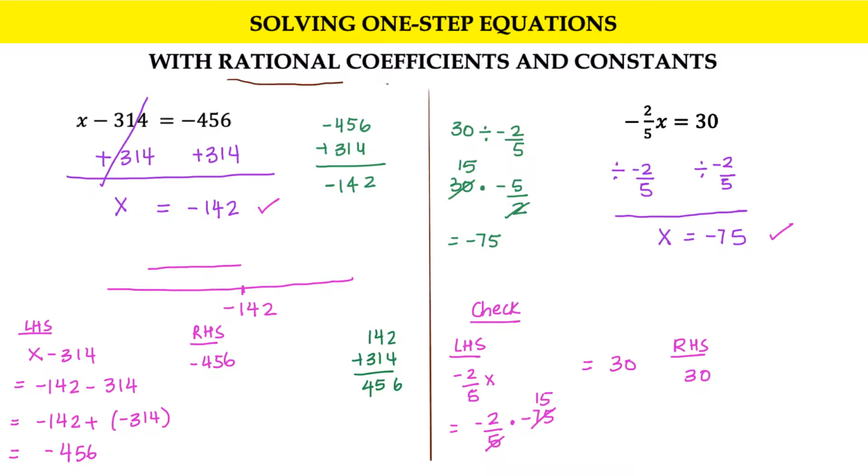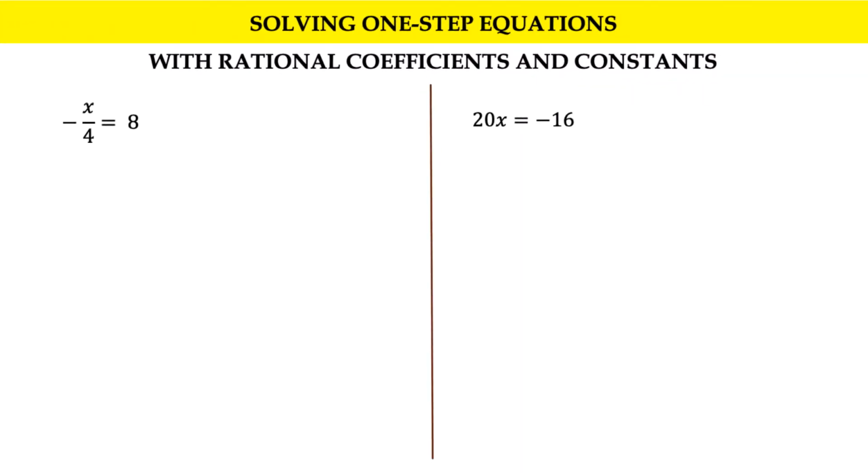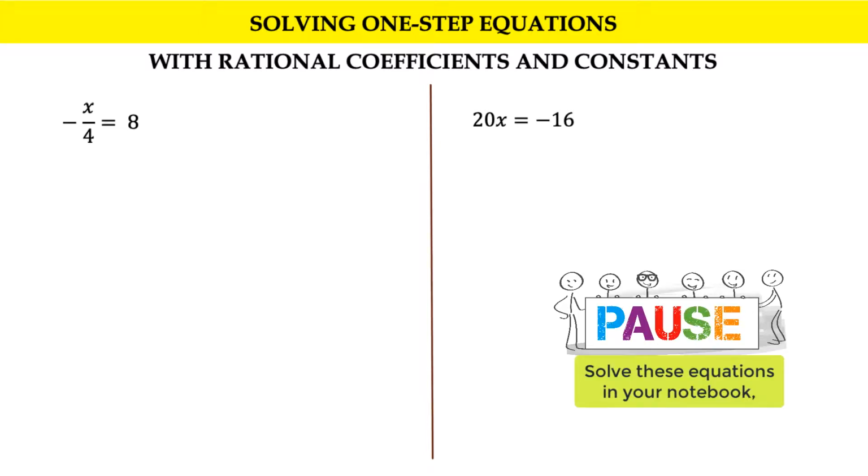Now let's try solving two more equations. So here are the two equations. Negative x over 4 equals 8, and 20x equals negative 16. Again, I would like you to pause the video, try these problems on your own in your notebook, and then look at the solutions.